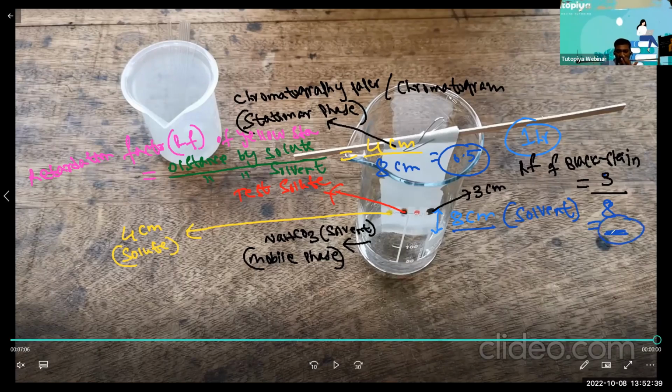So now, did you understand how to find the retardation factor? You might be given an experimental image, and you can see the water level, I mean the solvent level, and you can measure it with a scale, and also the stain.